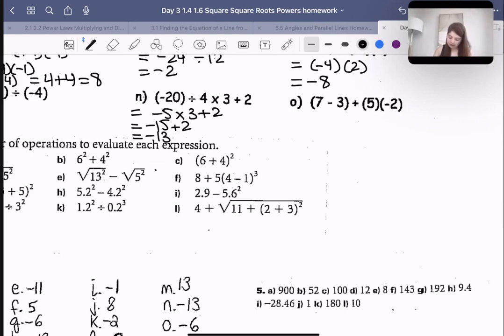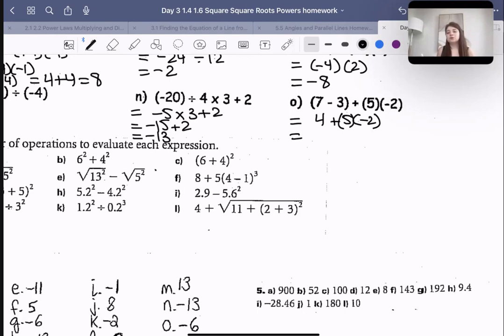Okay, let's do letter O. Are there any brackets? Yes, 7 minus 3 is an operation that's in brackets, so we do it first. Even though it's subtraction, it's in brackets, so we do it first. So 7 minus 3 is 4. Are there any exponents? No.